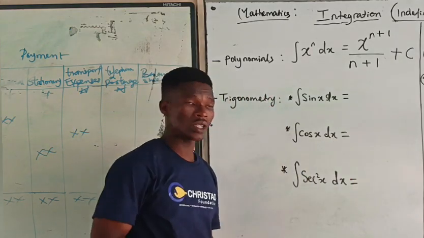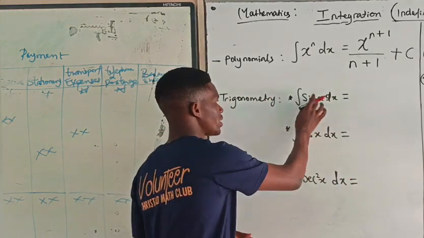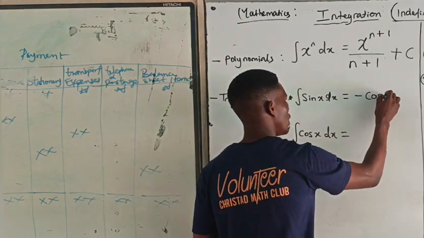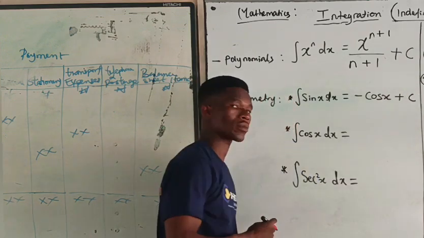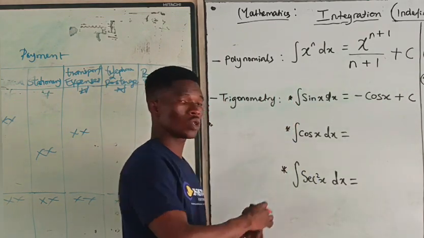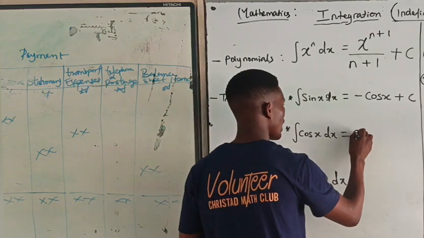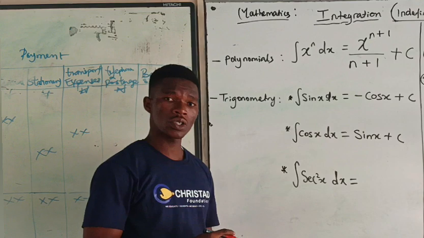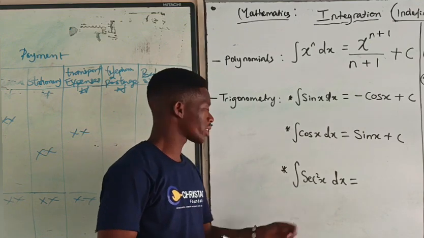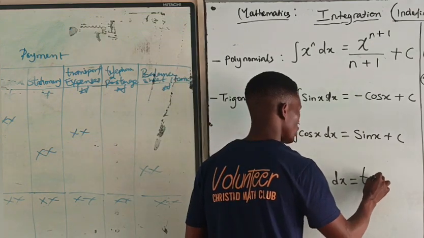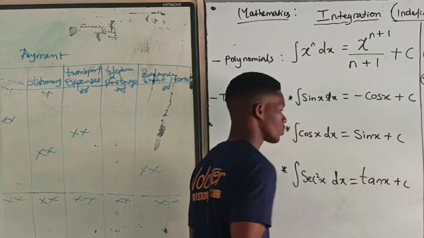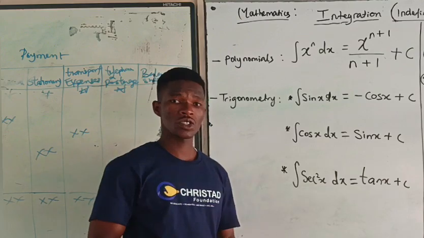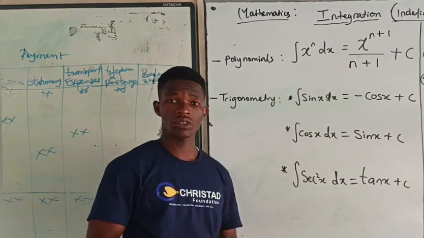Then moving on to the next one, when we integrate sine x, we get minus cos x plus c. And then the third one, we have the integral of cos x, which is sine x plus c. And then moving on to the fourth one, we have the integral of sec square x dx, that is tan x plus c. So these are the integrals of these functions. Then we can move on to the examples now.